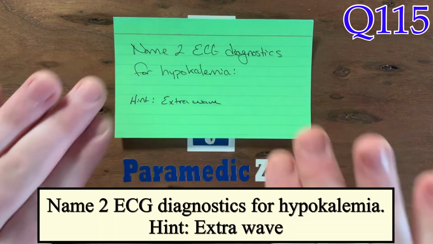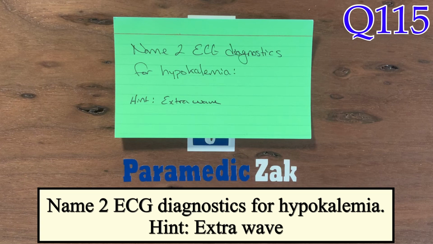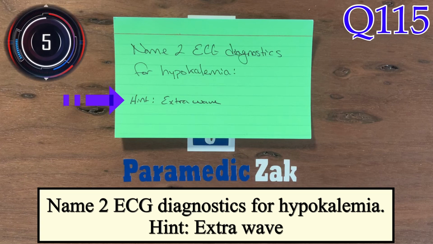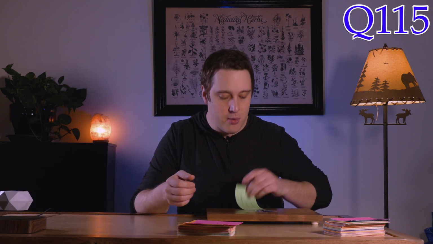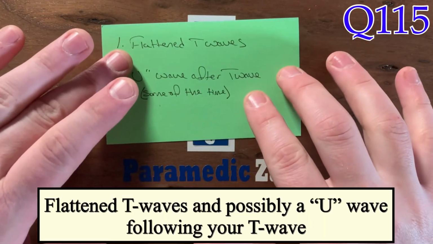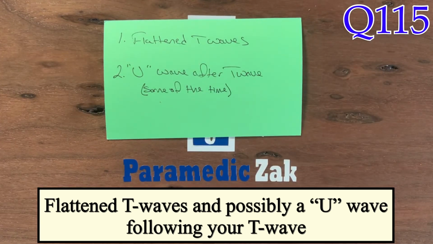Moving on to question 115. Name 2 ECG diagnostics for hypokalemia. Hint: extra wave. So as opposed to hyperkalemia, where you see tall peaked T waves, with hypokalemia, you're going to see flattened T waves and possibly a U wave after the T wave.